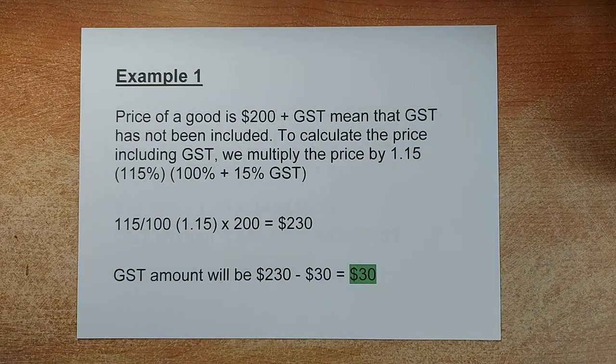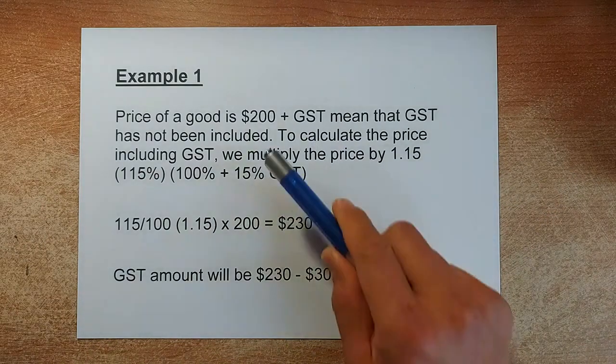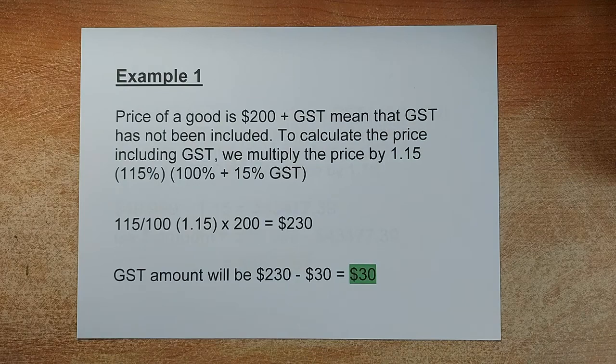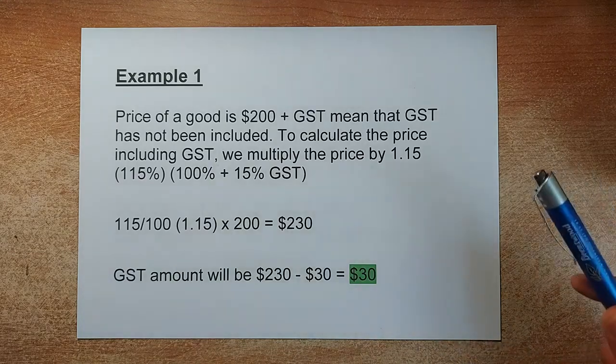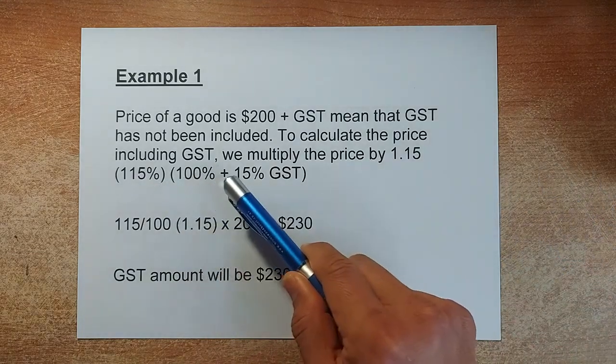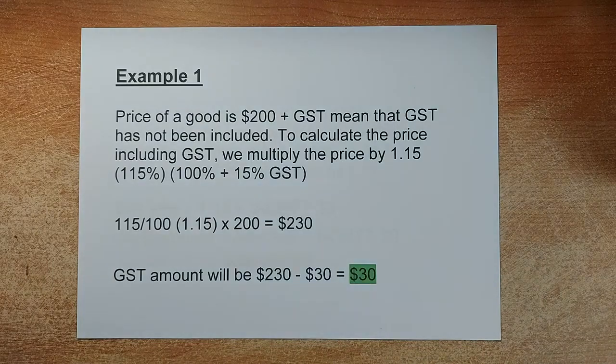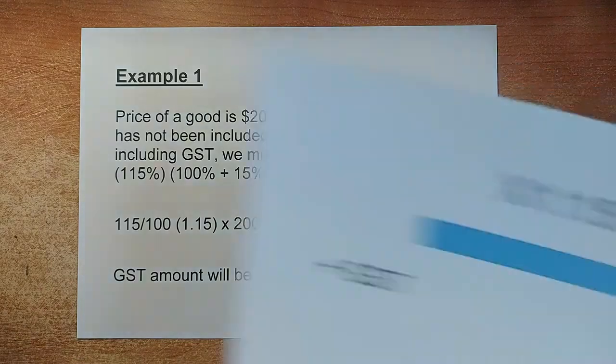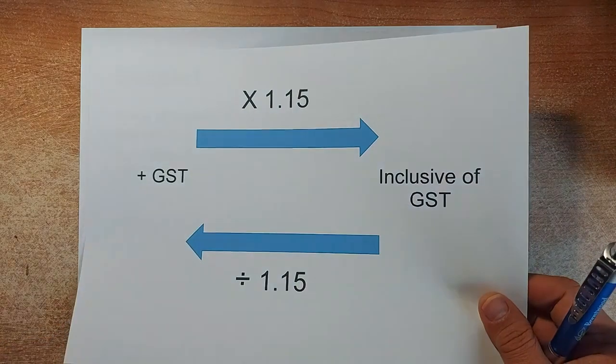The price of a good, say for example, something costs $200. Plus GST means that the GST has not been included, so you must add the 15% on top of the 200. To calculate the price with GST, we multiply the price by 1.15, and I'm going to explain why.